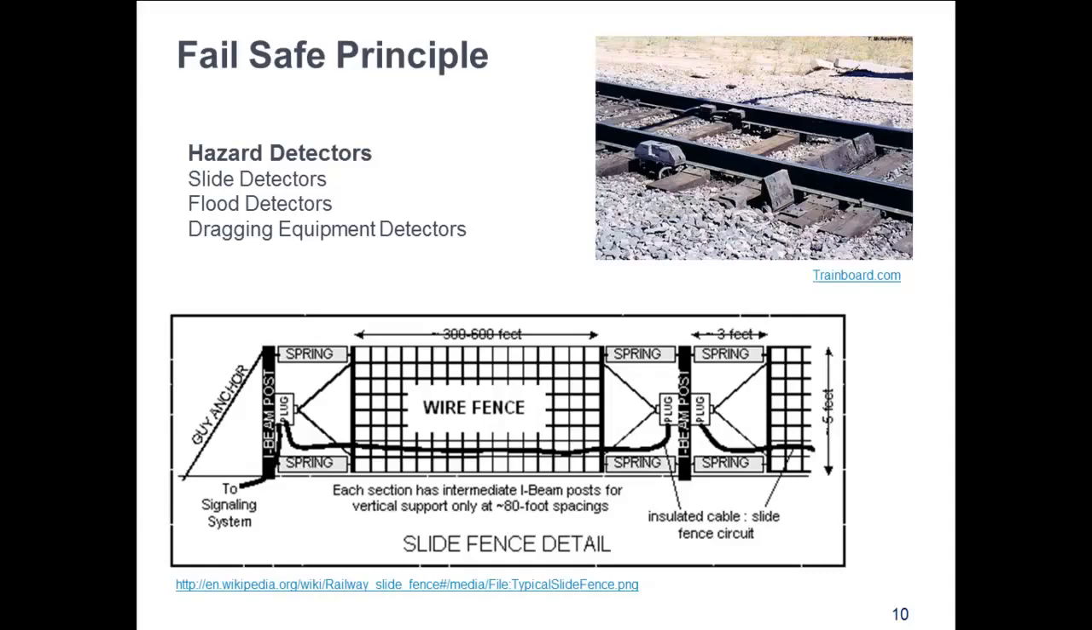Slide detectors are fences like the one shown on the slide. They are located in mountainous territory about 20 feet or so from the track. If something is detected, a boulder rolls down the hill, the signal changes to red to prevent trains from entering the slide area. A dragging equipment detector is shown in the upper right photo on the slide. This detector is located between the rails to detect anything dragging or broken from the train itself.